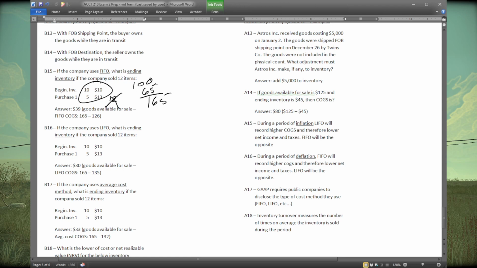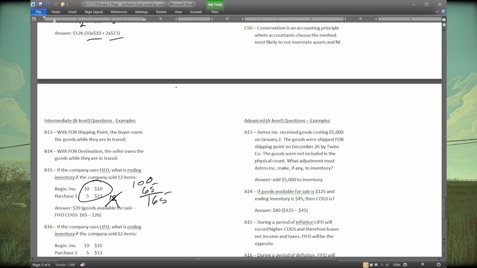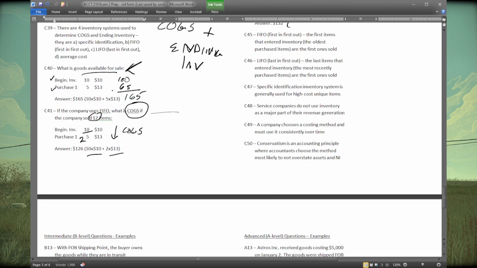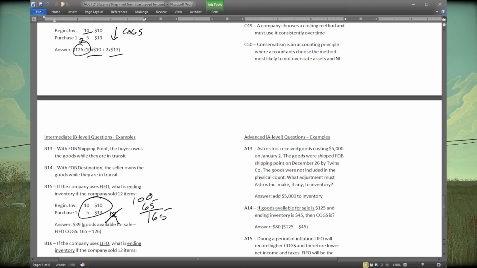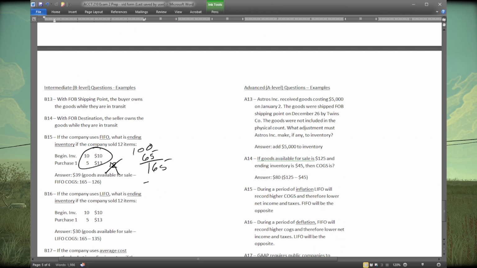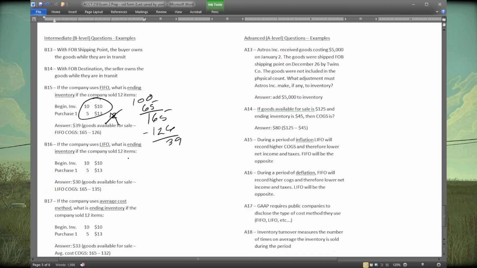If you know that it's 165, and if you know how to calculate COGS, right? So COGS for FIFO was 126. You'd have to calculate that, and you'd say 126 minus 165 is 39. And I did that for all of these, right?